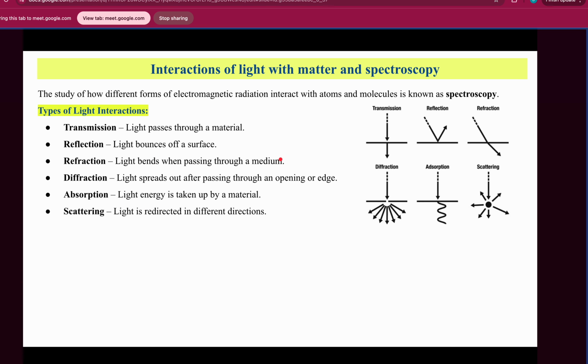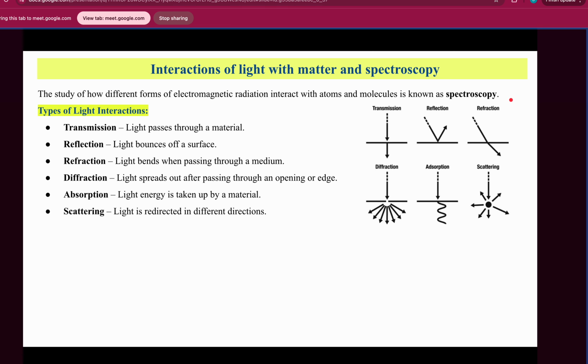Now, before moving further, we need to understand what spectroscopy is, because NMR spectroscopy means that something has to be done with light. So we have to understand the principle of spectroscopy and what is happening in NMR. Before moving on, we need to understand how light interacts with matter and how an image is formed or how we detect some object. The study of how different forms of electromagnetic radiation interact with atoms and molecules is known as spectroscopy.